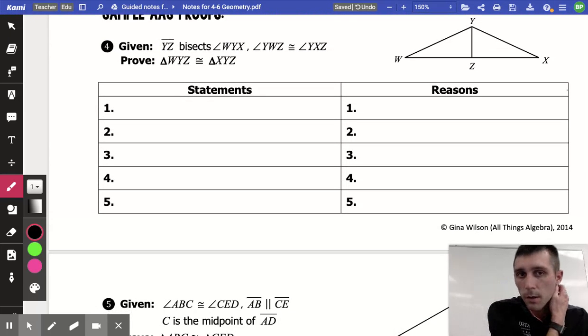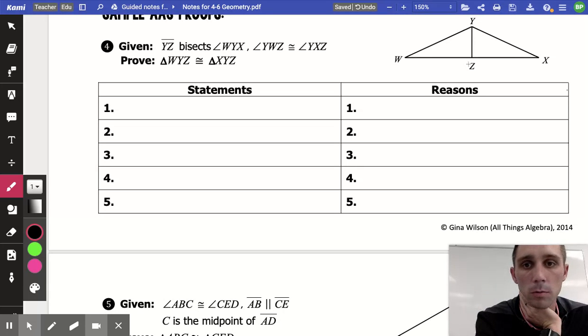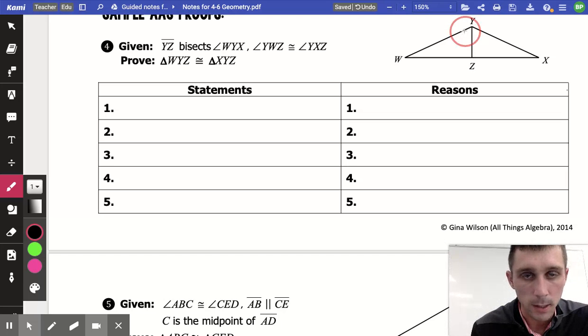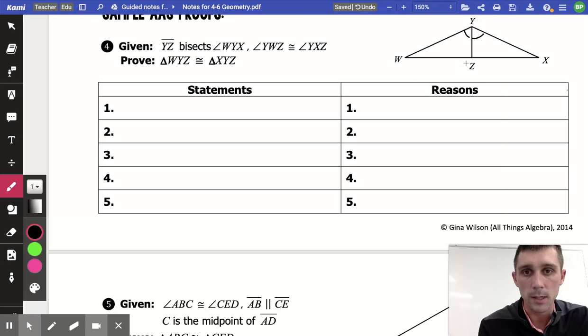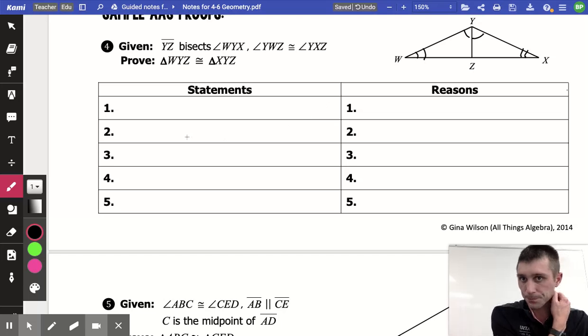Number 4, YZ bisects angle WYX. So if it bisects it, that means it cuts the angle in half. Right there they are. Now, angle WYZ is congruent to angle XYZ. Angle YWZ right here is congruent to angle YXZ right here. All right, so we have two angles that we know.